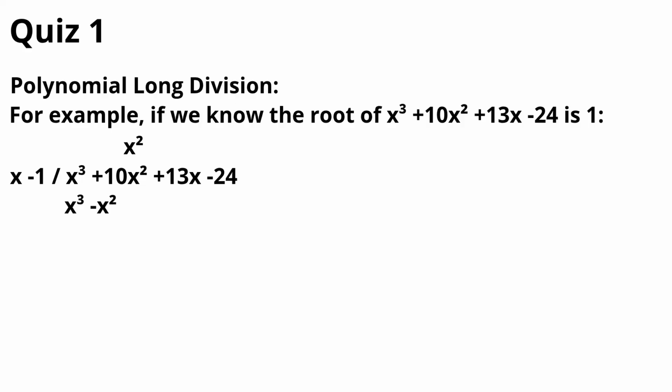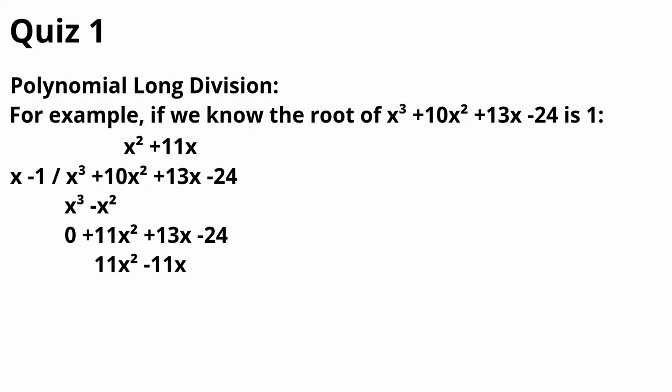So this would give us x to the 3 minus x to the 3, which is 0. And then we get 10x squared minus x squared, which gives us 11x squared. And then we carry over the two remaining terms to give us 11x squared plus 13x minus 24. And then we repeat. So we do 11x squared divided by x, which gives us 11x. And then we multiply 11x by x minus 1, which gives us 11x squared minus 11x.